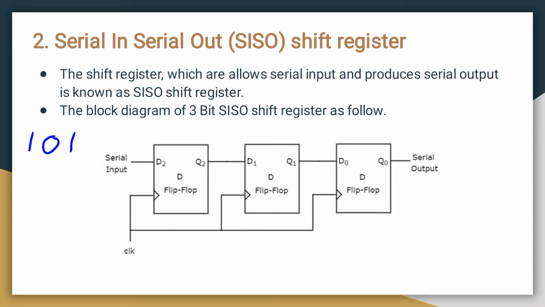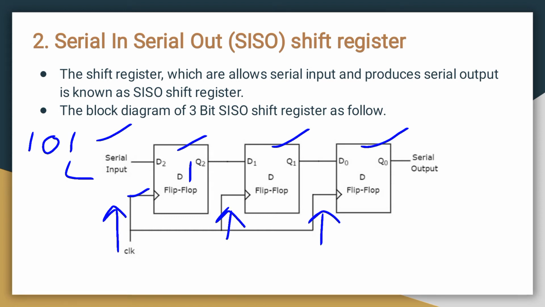The first input is 1. The clock is going to apply at the same time. For this flip-flop, there is an input 1 and clock. So the D flip-flop stores 1. But here there is no input. For the third D flip-flop, there is no input. So there is no content stored in these two flip-flops. So this is the first bit stored in the first flip-flop.